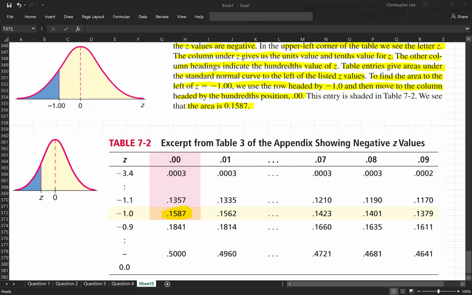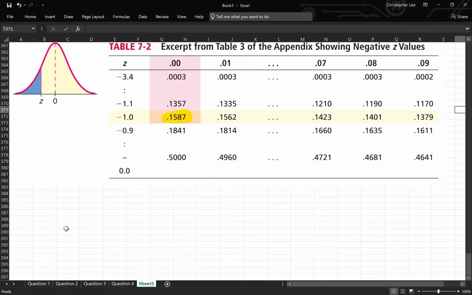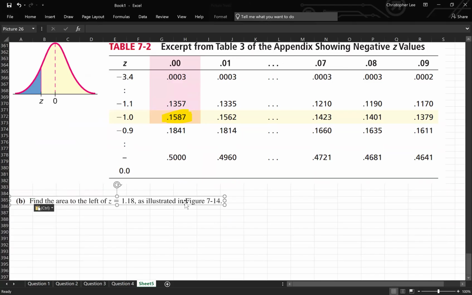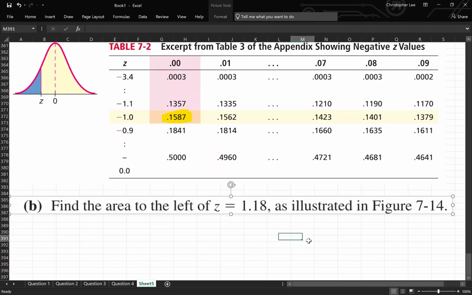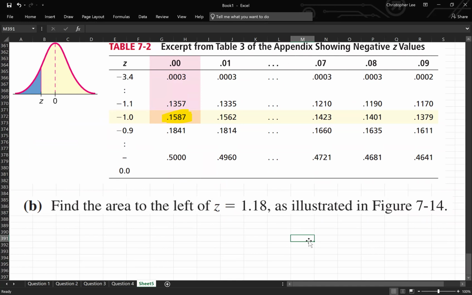Let's say I ask you to find the probability of Z less than 1.18, positive 1.18. How would you do that? So you want to go to the positive Z table, right? Where the positive Z's are, these are negative. And you want to go to 1.18. So 1.1, and then go across to the 8. What number do you get?